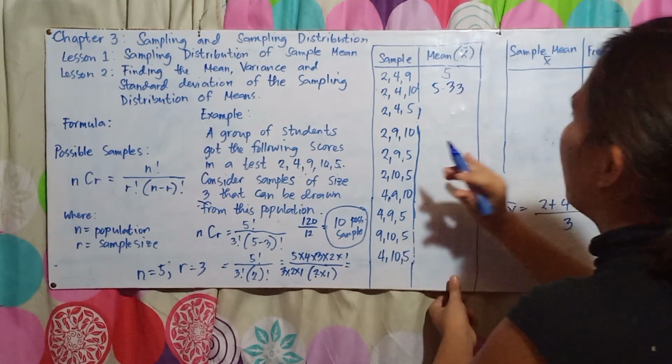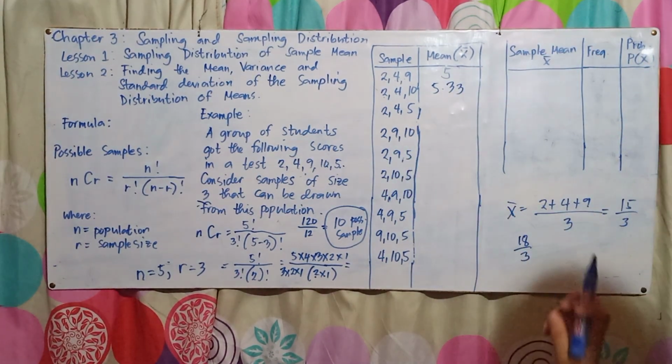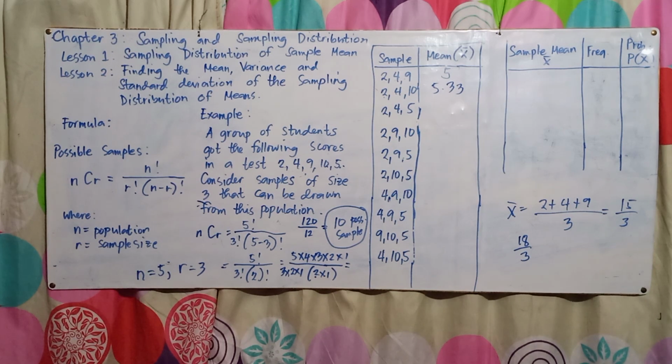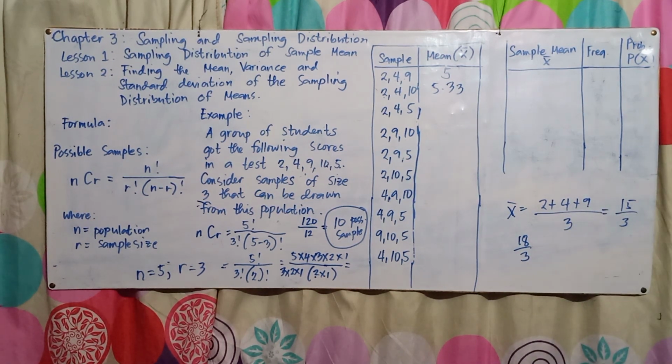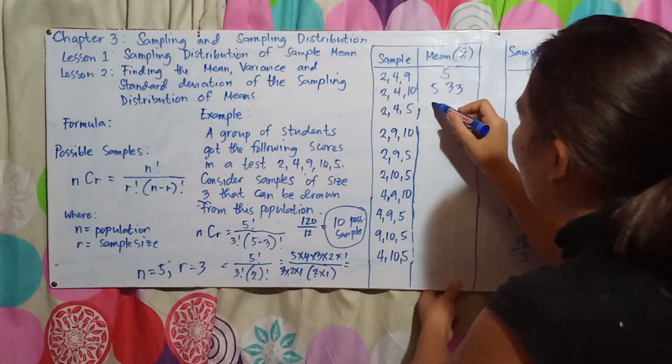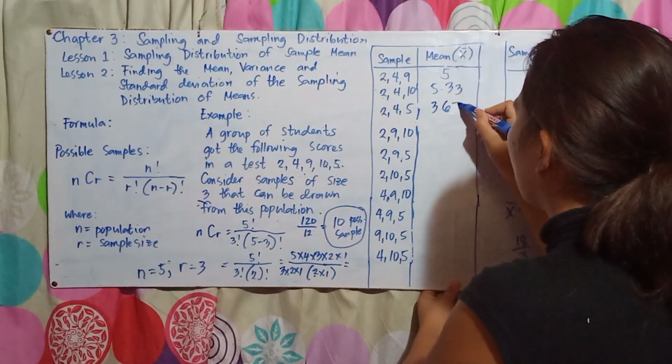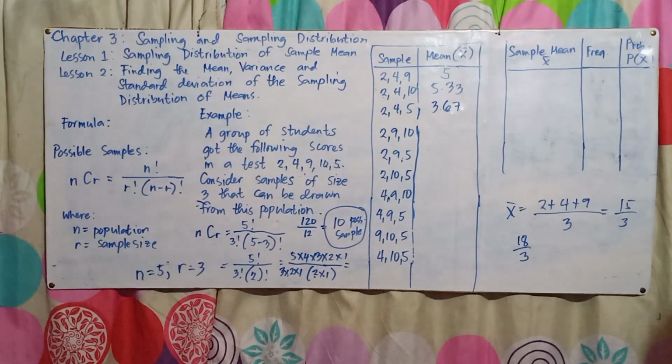5.33. Next, 2 plus 4, 4 plus 4, 6, 11. 11 divided by 3, the answer is 3.67. Okay, next, 2, 9, and 10. 2 plus 9, then 11 plus 10. 21 divided by 3 is 7.